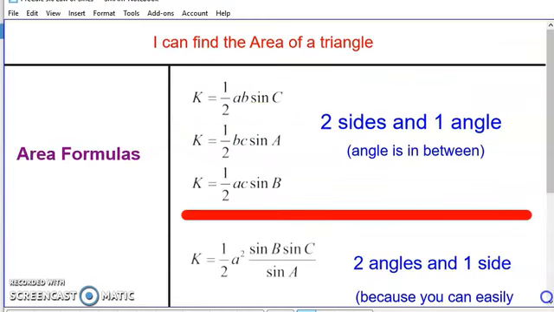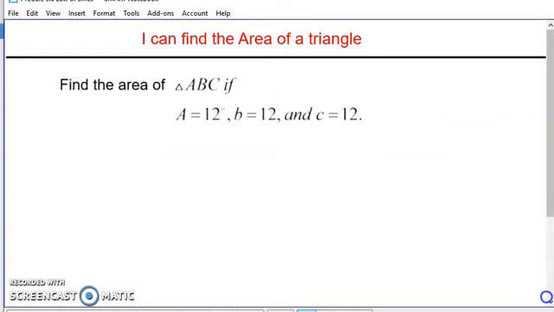So the first one is when we're given two sides and an angle. Notice we use sine to find this missing area. Normally area is base times height. Well, in this case, we don't have a base and a height, or we're not going to in these cases. So if I'm given two sides and an angle in between, I can use this formula to find it. I'm just going to pop to the example and then we'll look at the second formula.